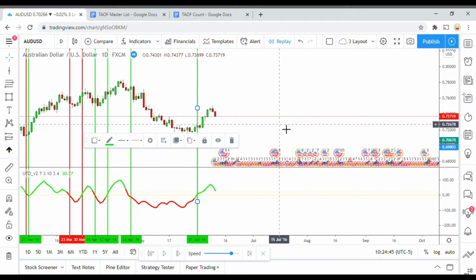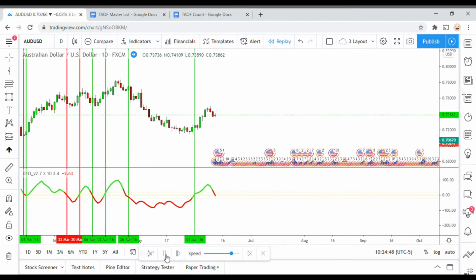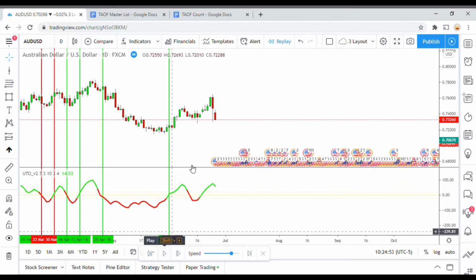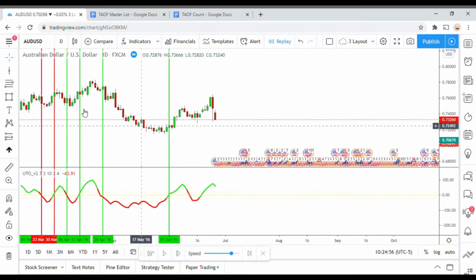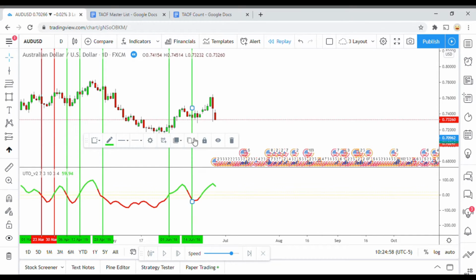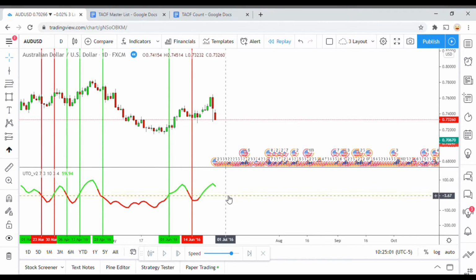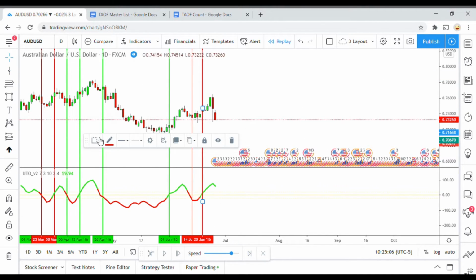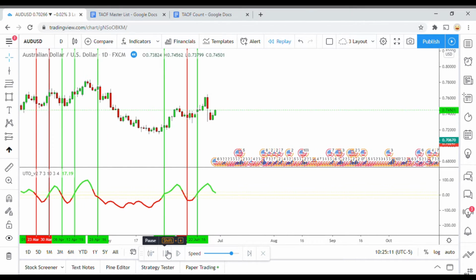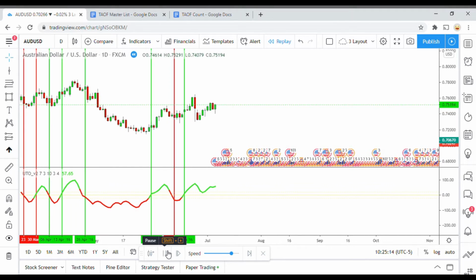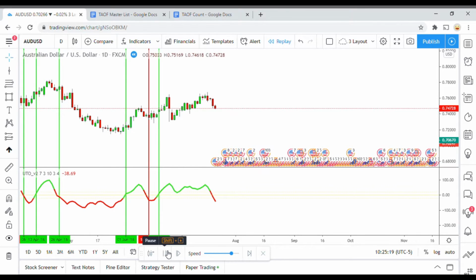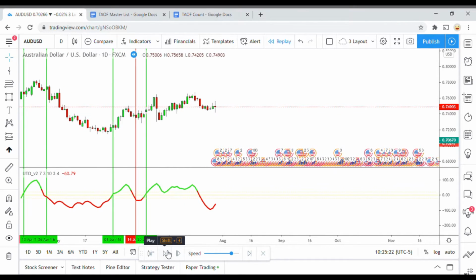And a buy signal there. That sell signal here. That would not have worked out for us very well. Then we get a buy, and that one did. So far, the oscillating form seems to be doing rather well.